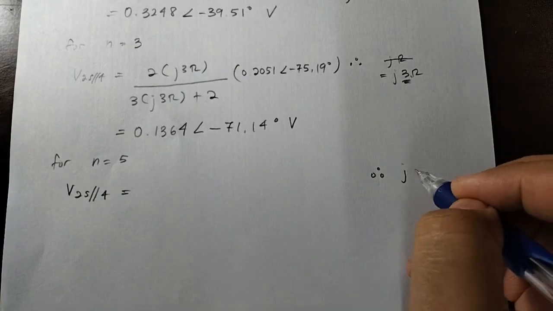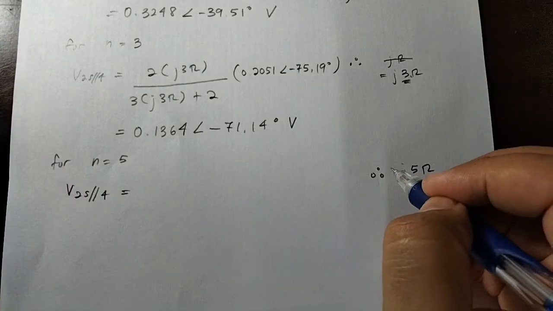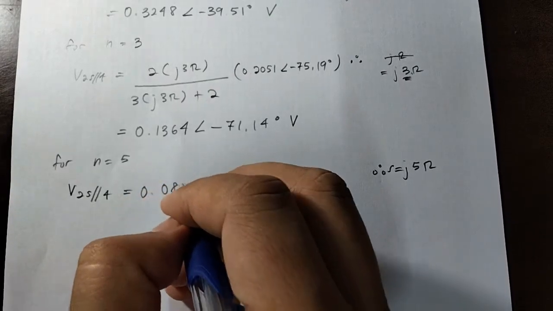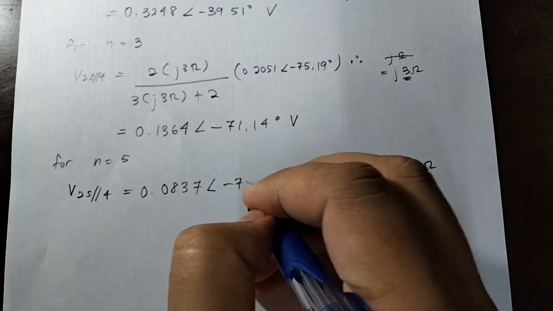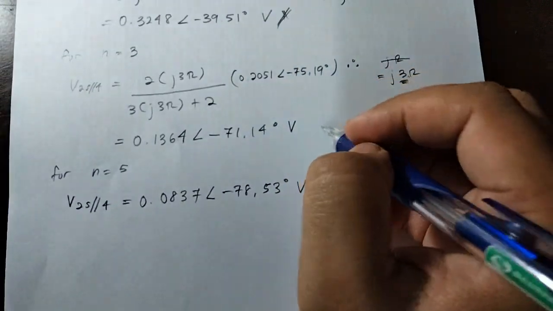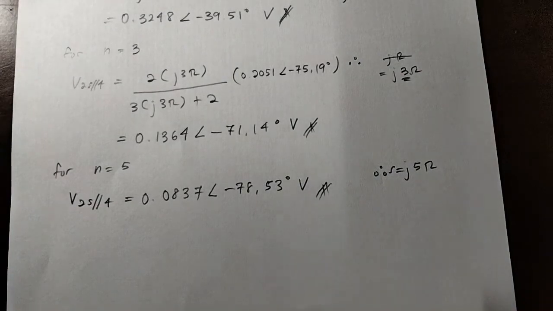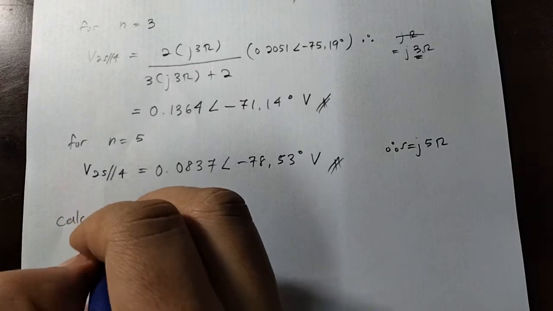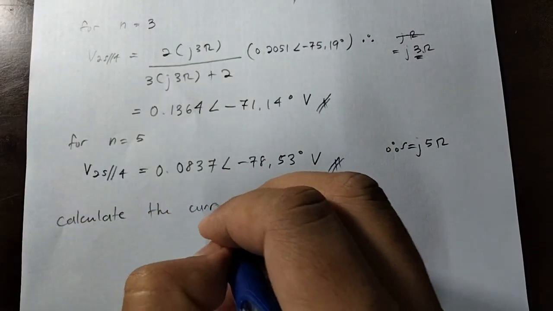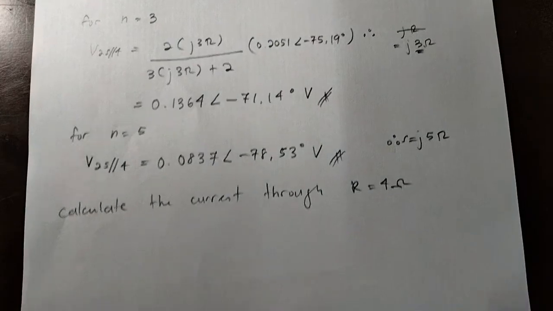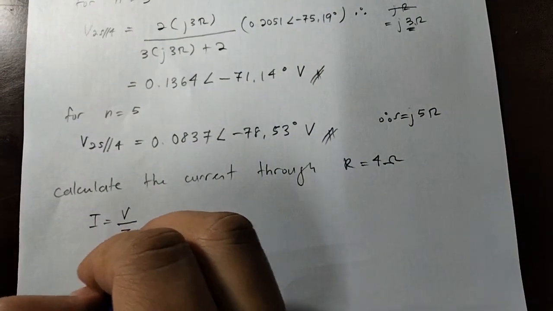j 5 pi now, s equals j 5 pi. So you can get the voltage is 78.53. Right. So that is just the voltage. Alright. So now we can calculate the current through R equals 4 ohms. So basically I equals V over Z, right?